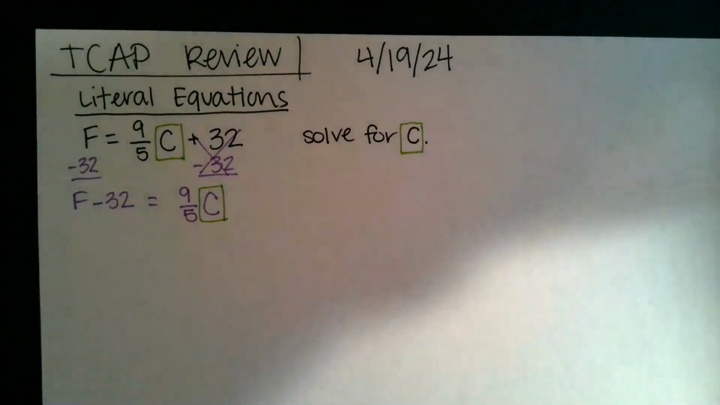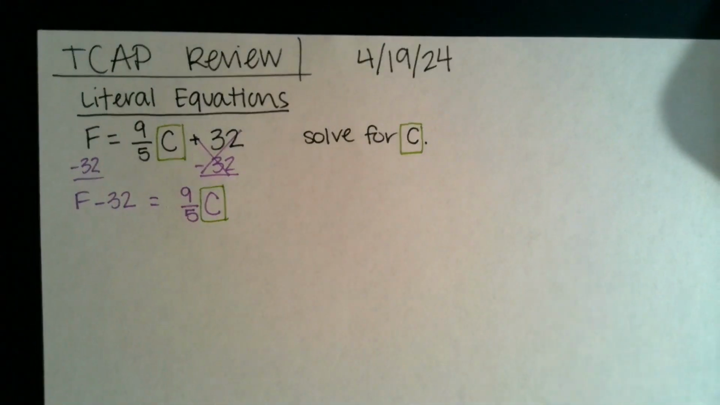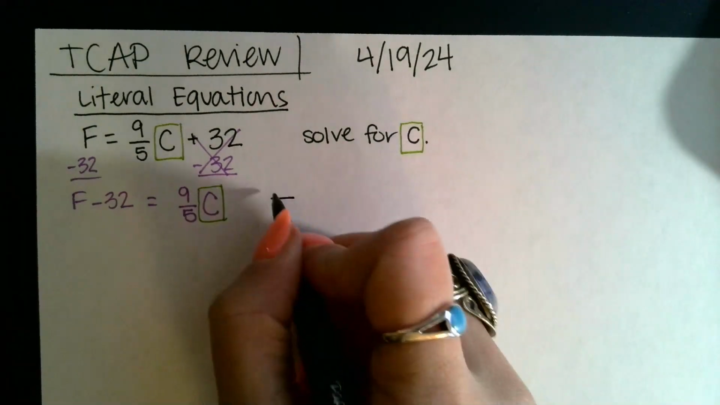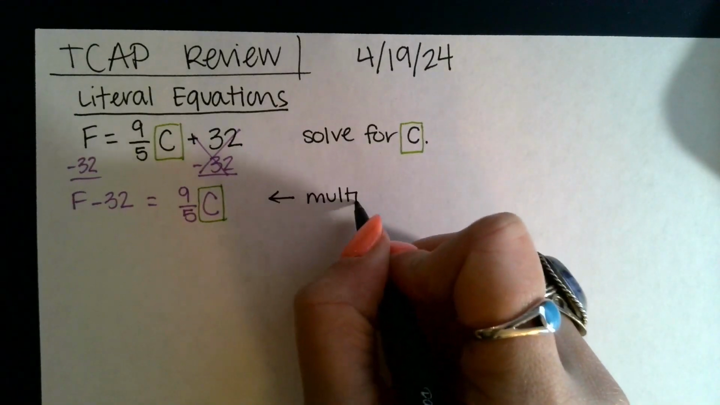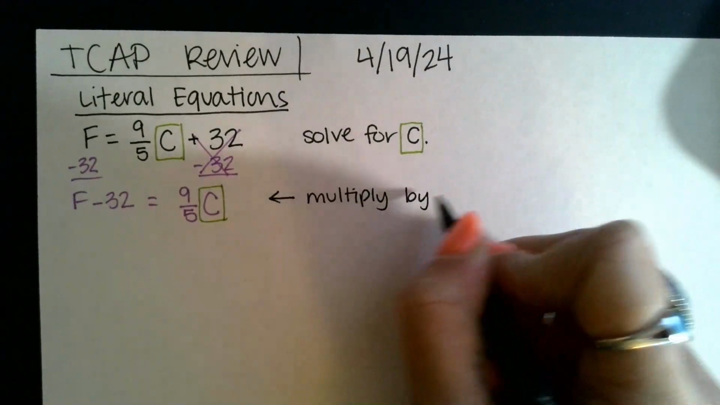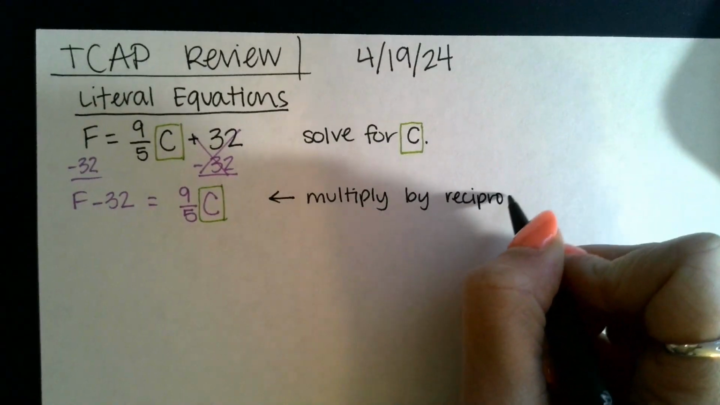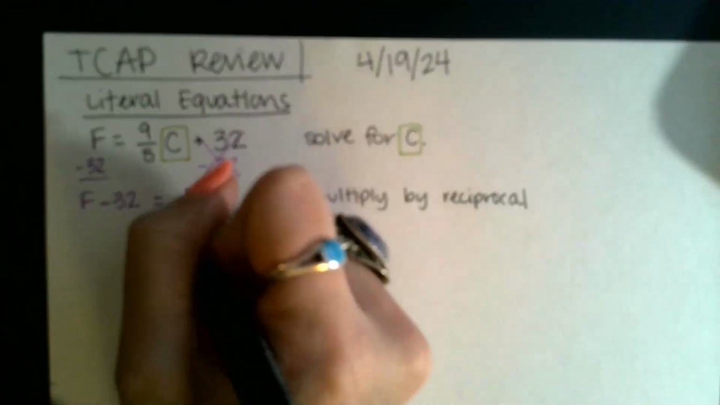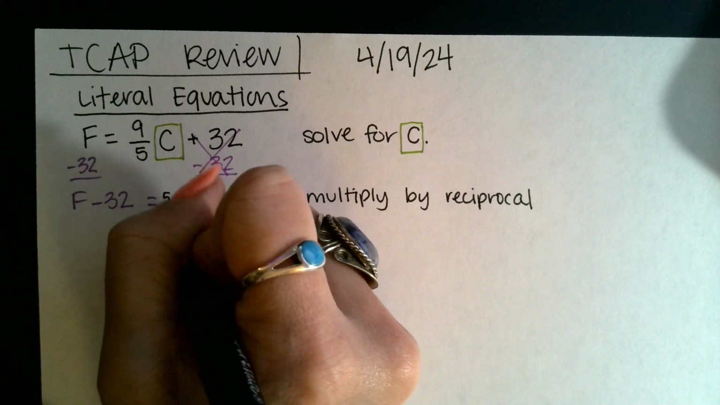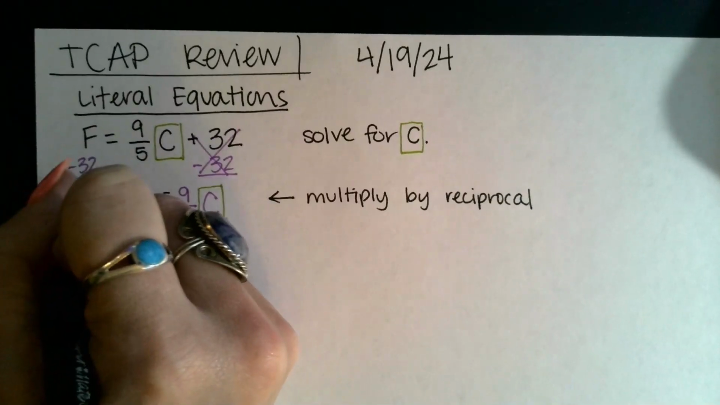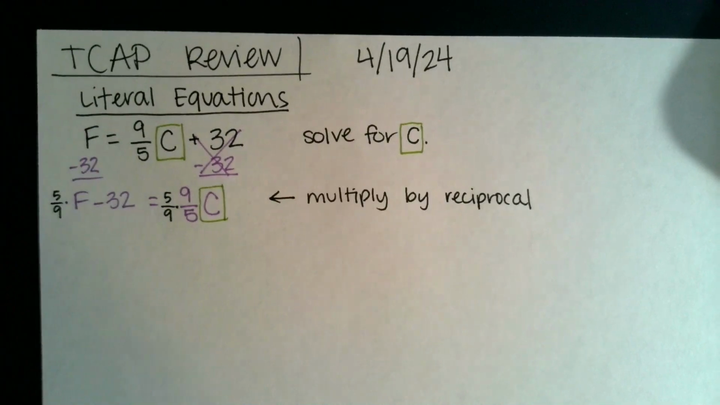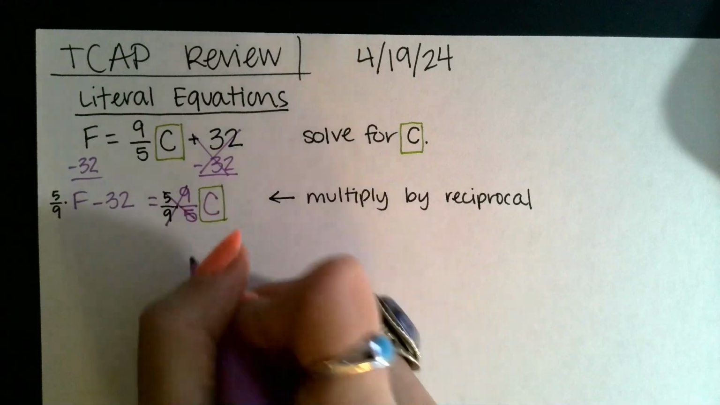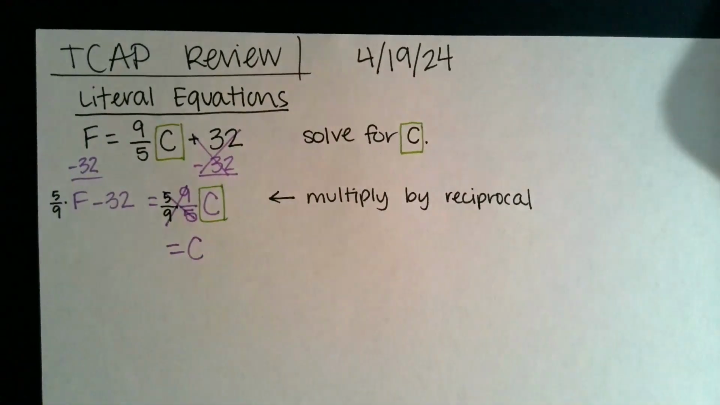And we're still trying to get this C by itself, but it's not. So we have to deal with that fraction. Do you remember how to deal with that fraction? Multiply by the reciprocal. So we flip our fraction over and multiply. So that would be multiplying by 5/9 on both sides. So on the right, that makes those cancel out, so we do just have C equals over there.